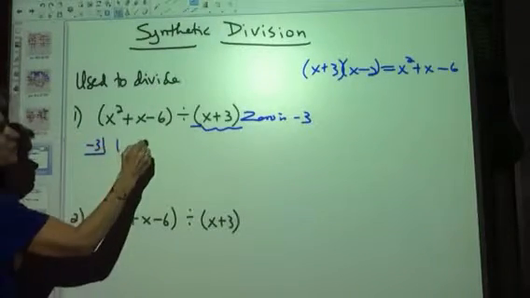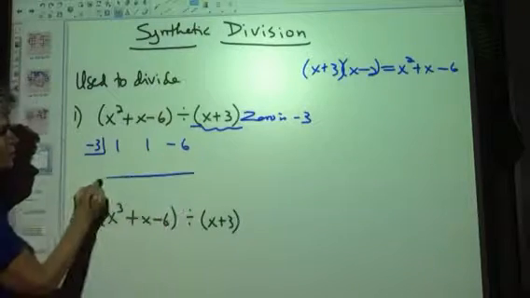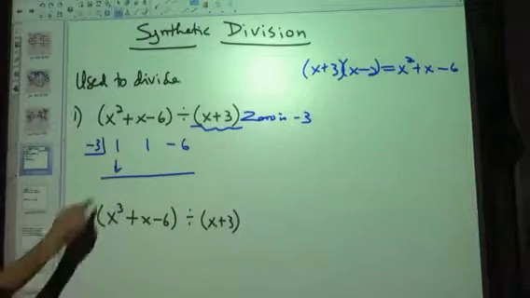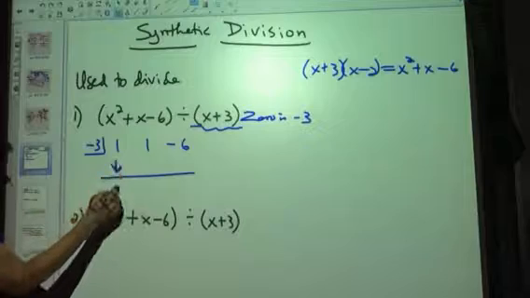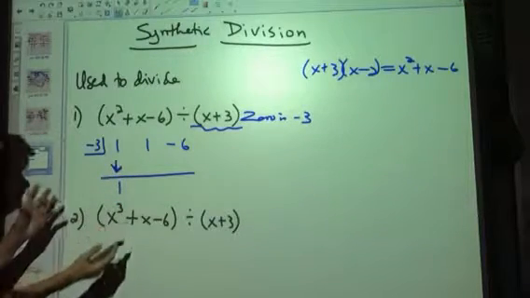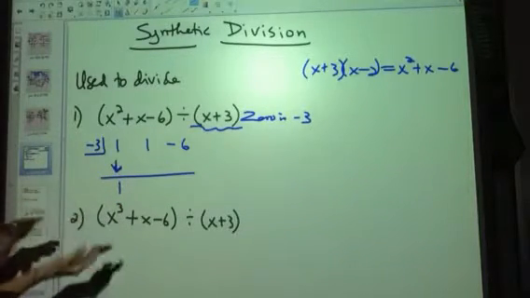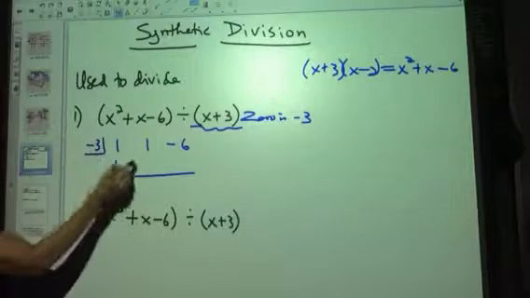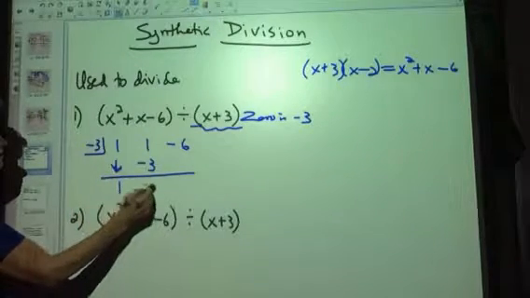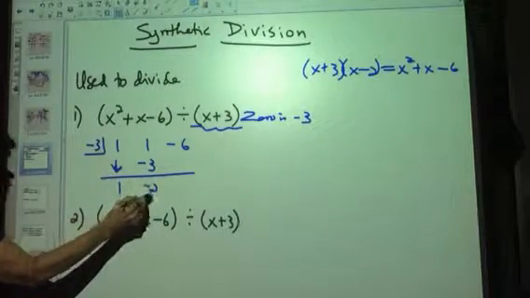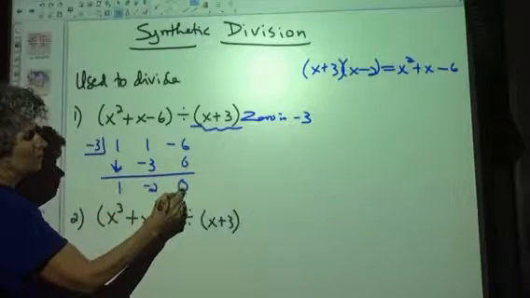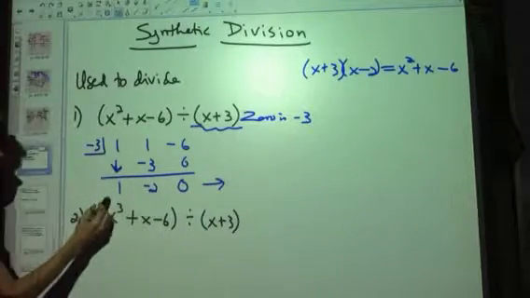You put your coefficients here, and you leave a space here. So this 1 gets carried down. And then it's continually multiply, add, multiply, add, multiply, add. So 1 times negative 3 is negative 3. I add those together. Negative 3 times negative 2 is 6. I add those together. And then my answer is right here.